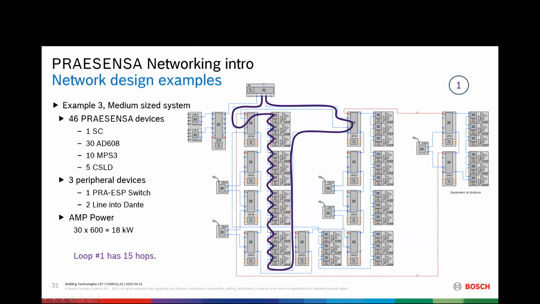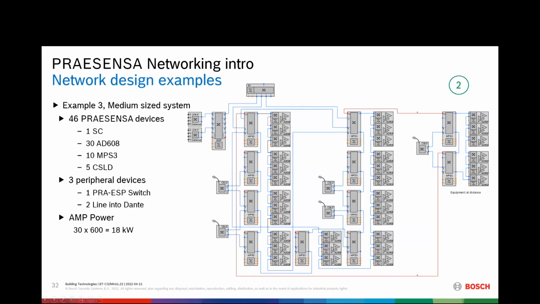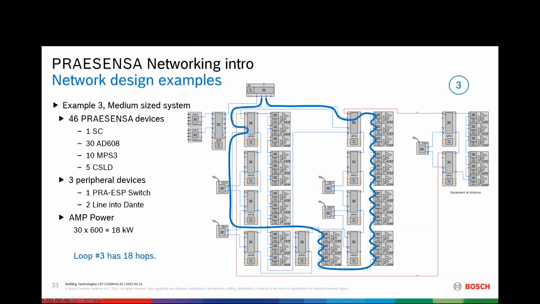So the first loop from this MPS is here, these amplifiers. A second loop is again from these two MPSs going to all the rest of the MPSs. And then you have a third loop going from these MPSs directly to these amplifiers at this side. This one has 18 hops, but still within the limit. And then again through these two MPSs it gets into the system controller.